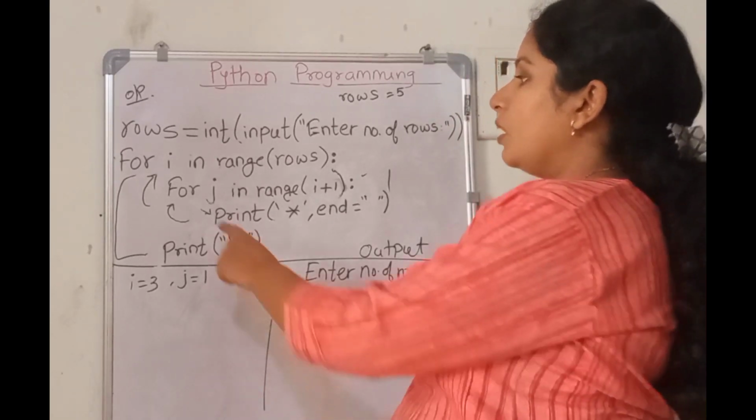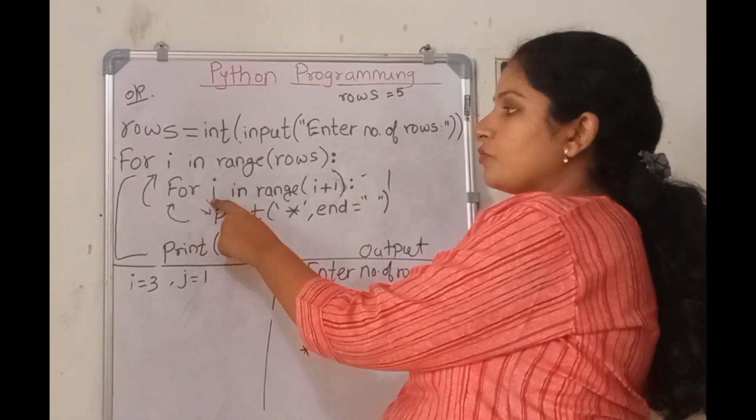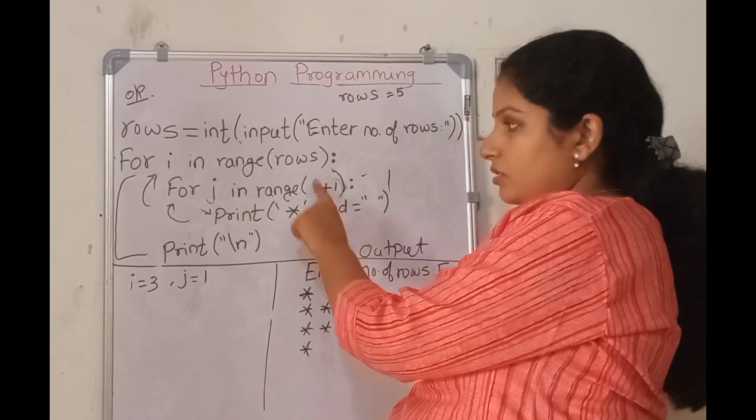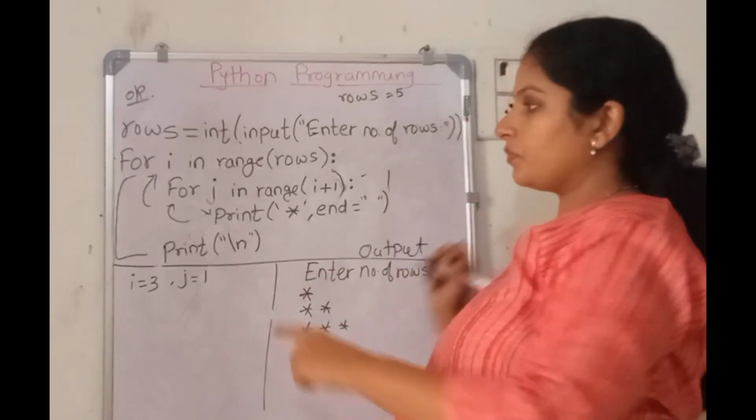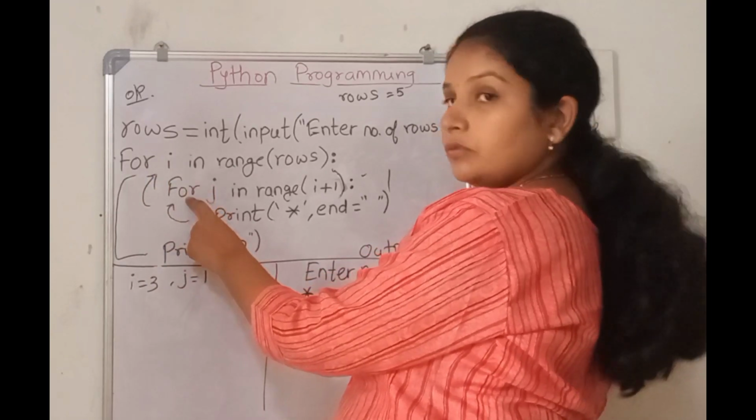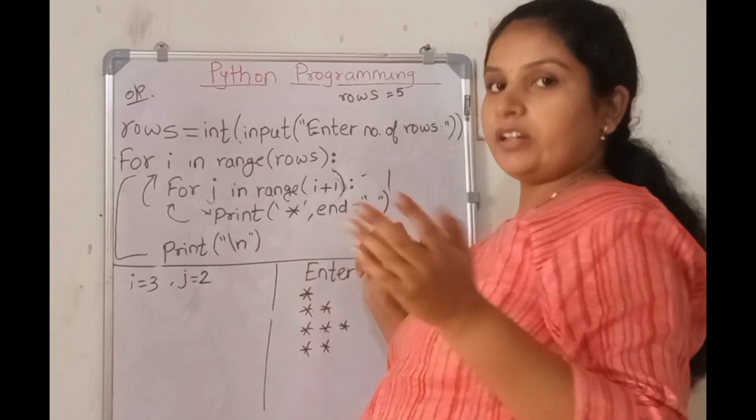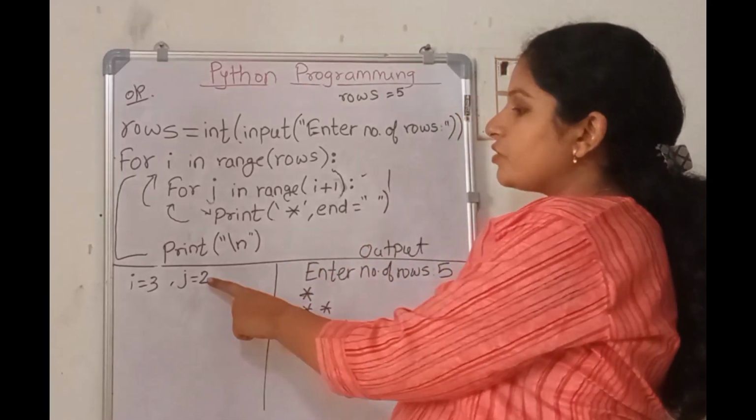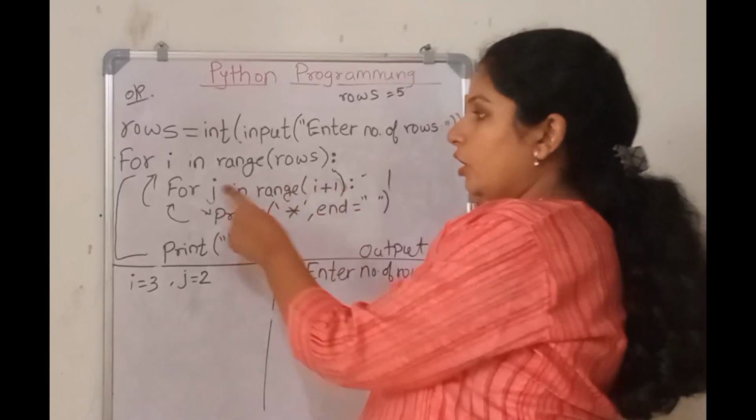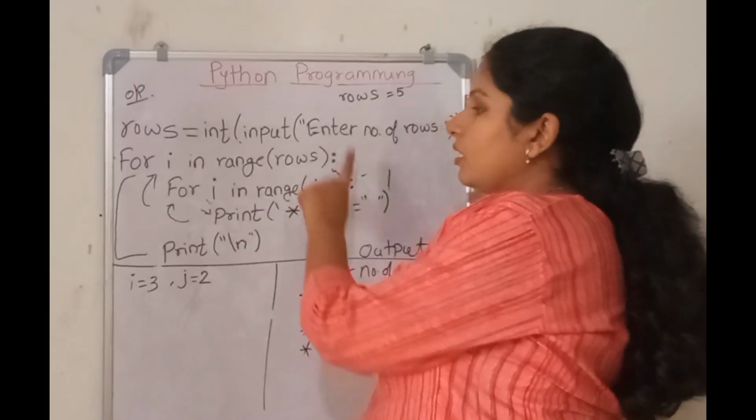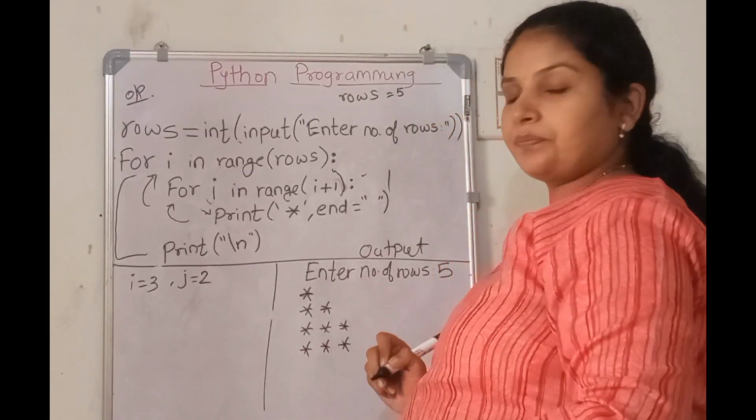So j is 1. 1 in range I plus 1, 3 plus 1, 4. Is 1 less than 4? Yes. Go inside, print second asterisk. Then go to the for loop again. J value will be incremented by 1. Now j value is 2. 2 in range I plus 1, 3 plus 1, 4. 2 is less than 4? Yes. Then go inside, print one more asterisk.